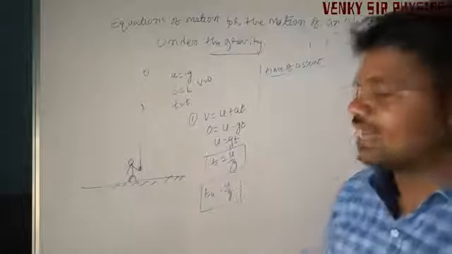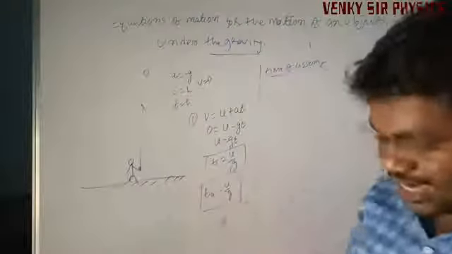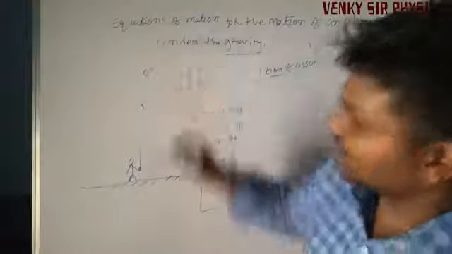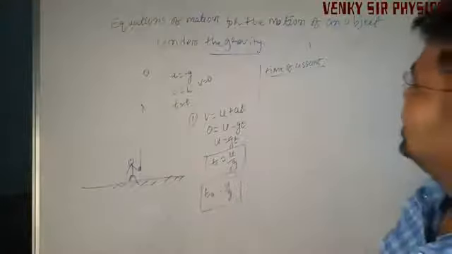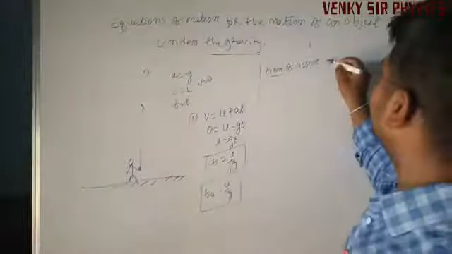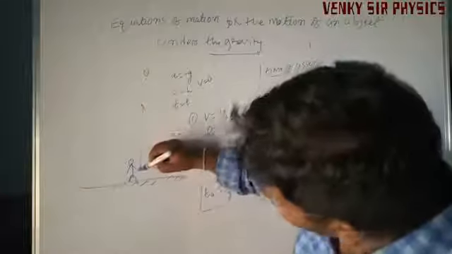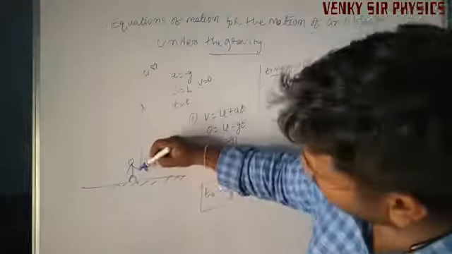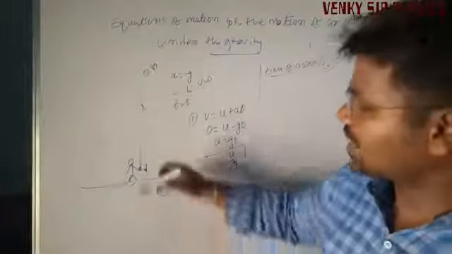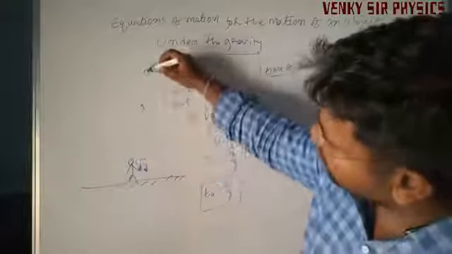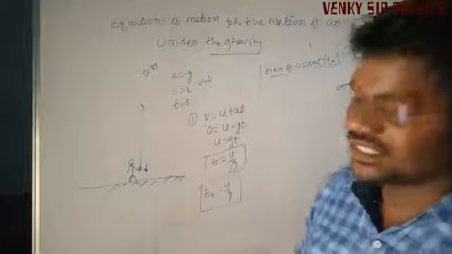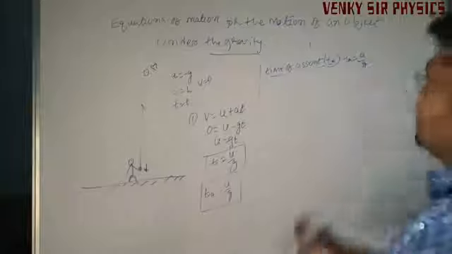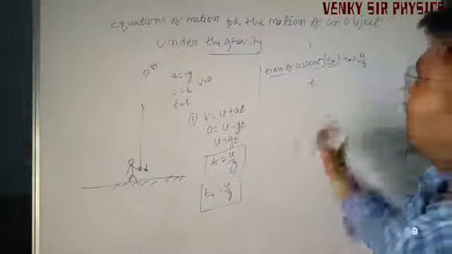Time of ascent. Time of ascent is defined as the time taken by a particle from the projection point to maximum height. It is denoted Ta. The time taken by a particle from position A to position B. When force is applied, the particle moves like this. The time taken from A to B is called time of ascent, which is Ta equal to u by g.